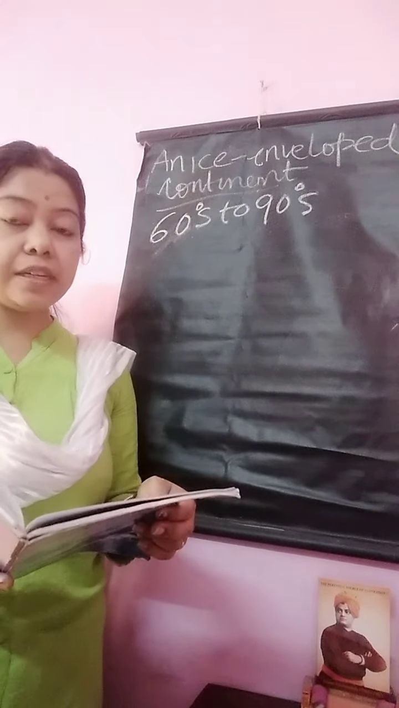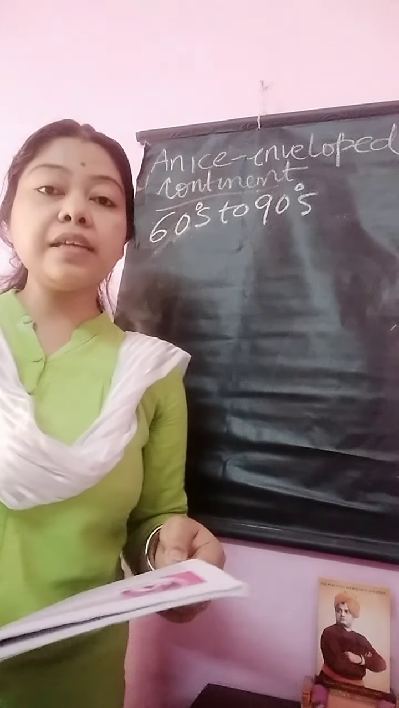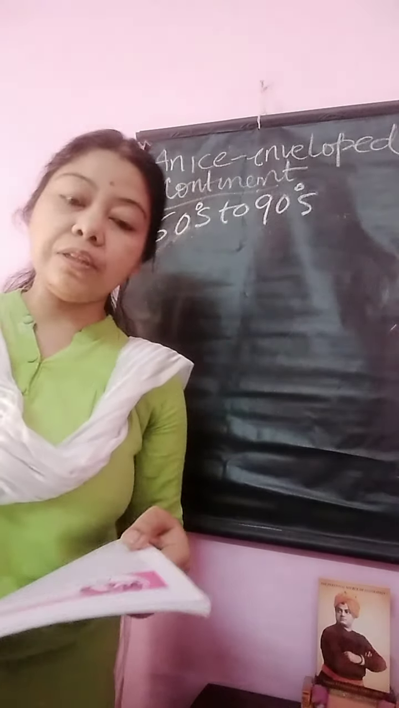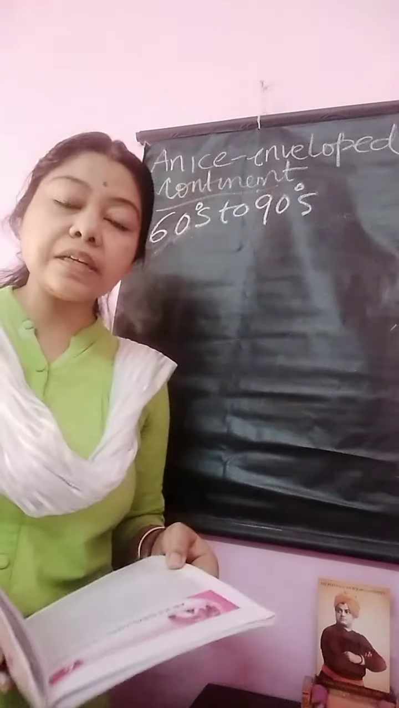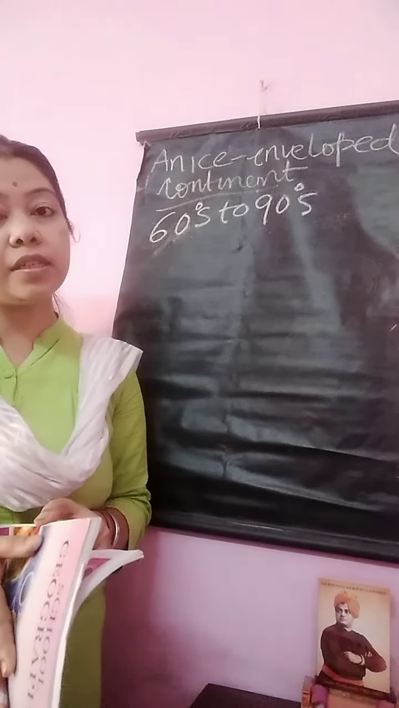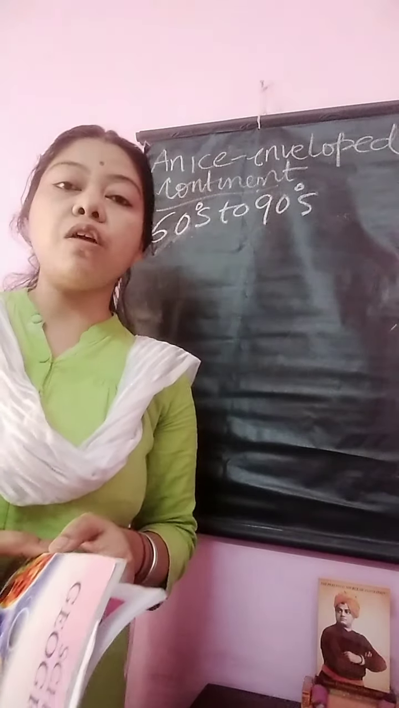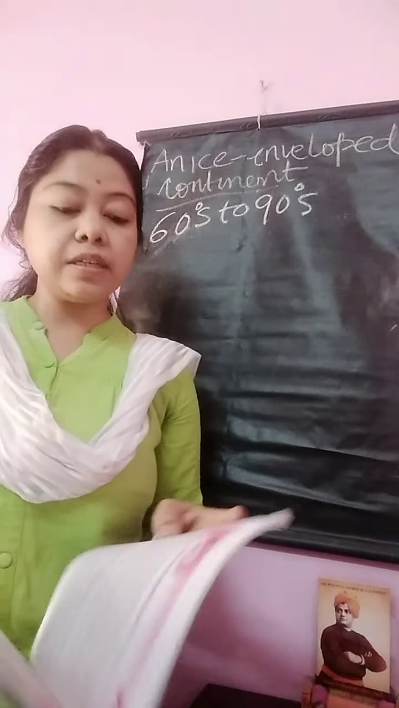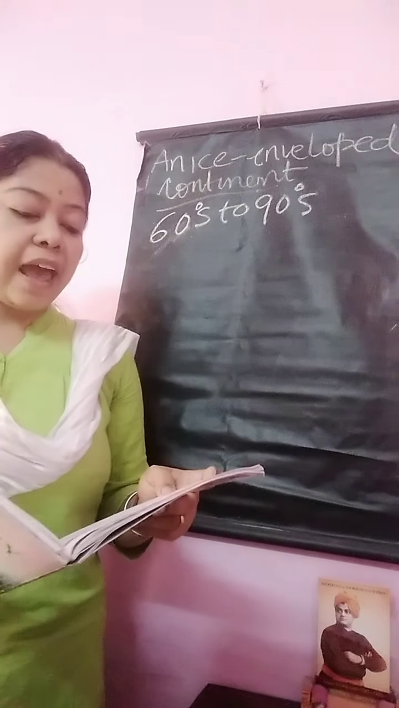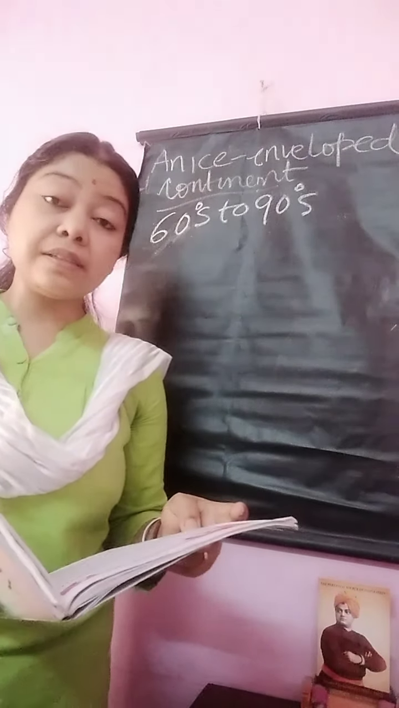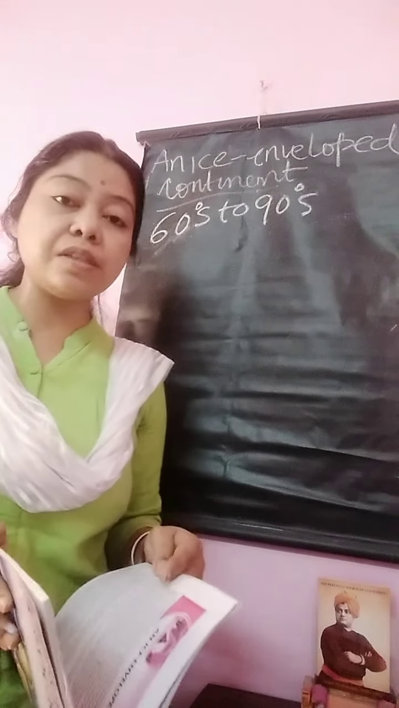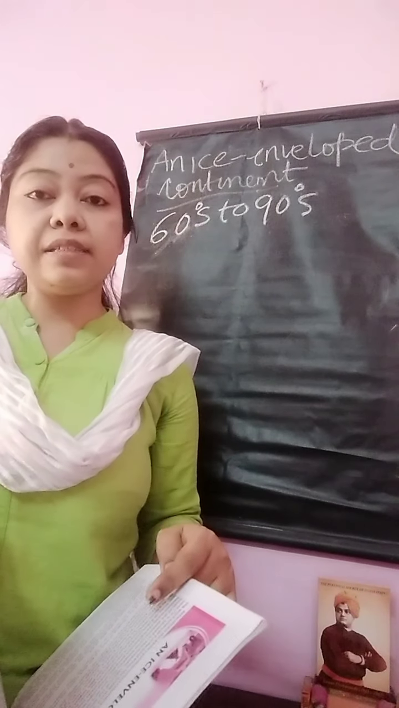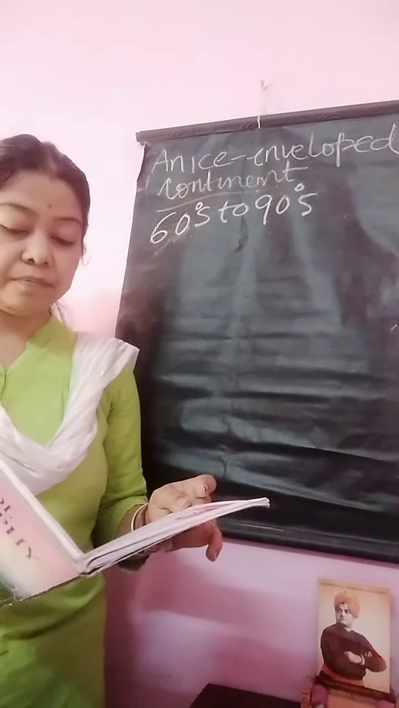Almost the whole of this continent is covered by ice. Antarctica is the world's coldest continent because ice and snow cover all of it. It looks white. Why is Antarctica a white continent? Because it is almost covered by snow and ice, so it looks white. So Antarctica is called the white continent. An average of 1.6 kilometer thick ice sheets cover the whole of Antarctica. About 90% of the world's ice is present in Antarctica.